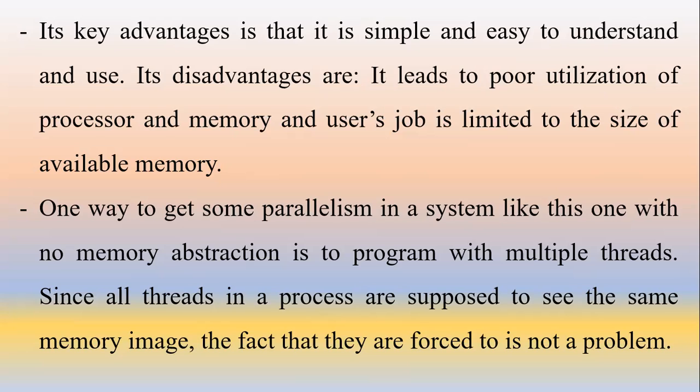However, its disadvantages include: one, it leads to poor utilization of processor and memory, and the user's job is limited to the size of the available memory. One way to get some parallelism in a system like this one with no memory abstraction is to program with multiple threads. Since all the threads in a process are supposed to see the same memory image, the fact that they are forced to do so is not a problem.